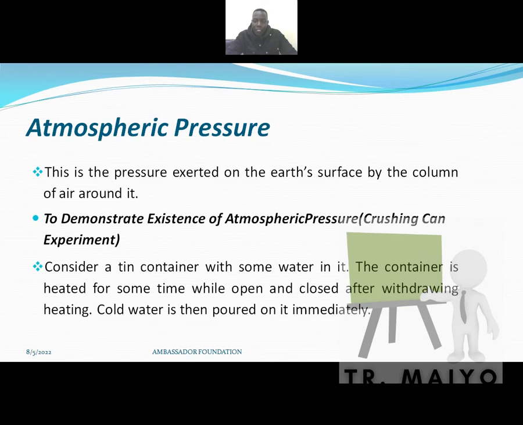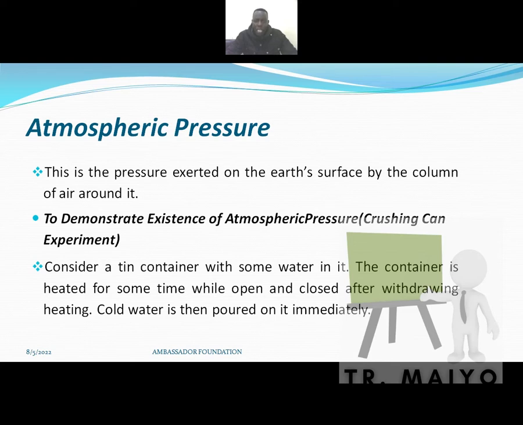Atmospheric pressure, as I've given you over there, is the pressure exerted on the Earth's surface by the column of air around it: on top, on the sides. Do not confuse it with the gravitational field strength. It acts in all directions, whether downwards, upwards, or sideways. Atmospheric pressure acts in all directions.